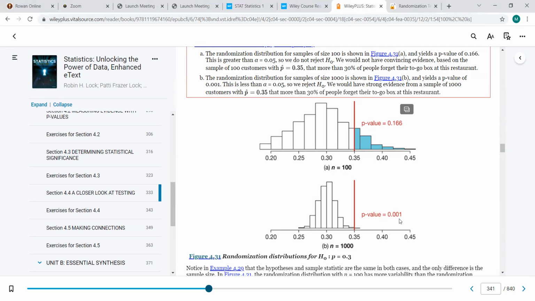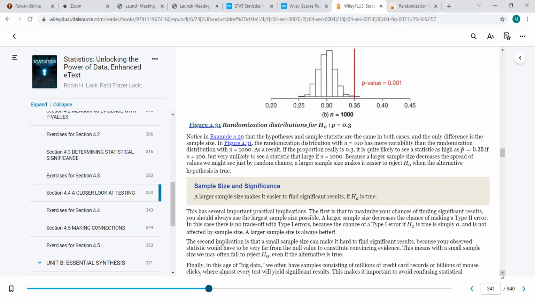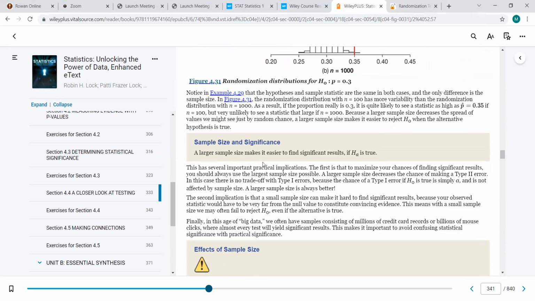So remember, the lower the p-value, the better chance you have of rejecting the null hypothesis. So in general, increasing the sample size makes it easier to reject the null hypothesis. This is something, again, I'll talk about a little bit later, but it says it right here. A larger sample size makes it easier to find significant results if you assume the alternative hypothesis. All right, so that is it for today.